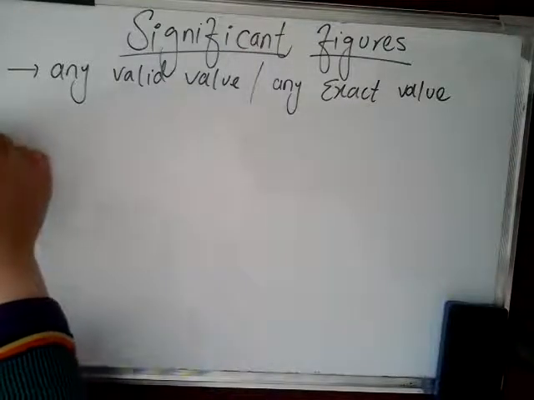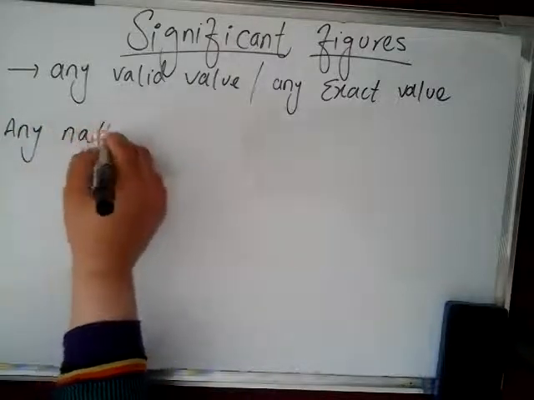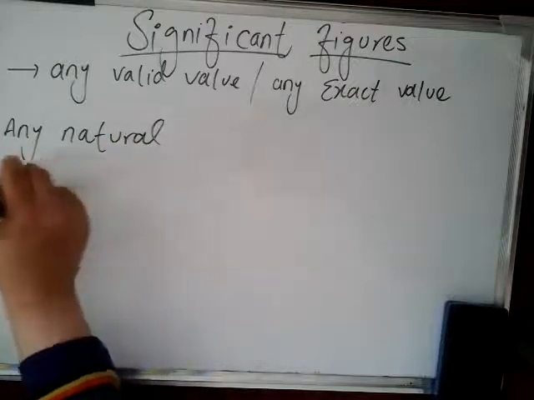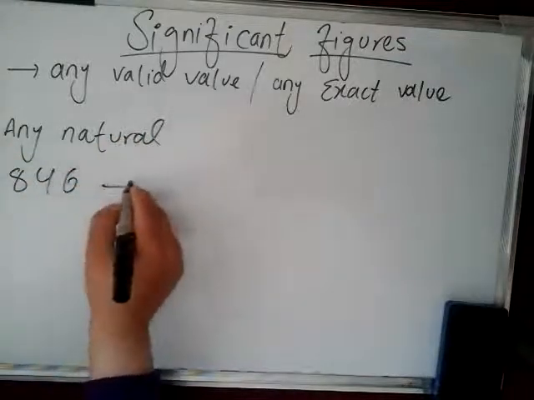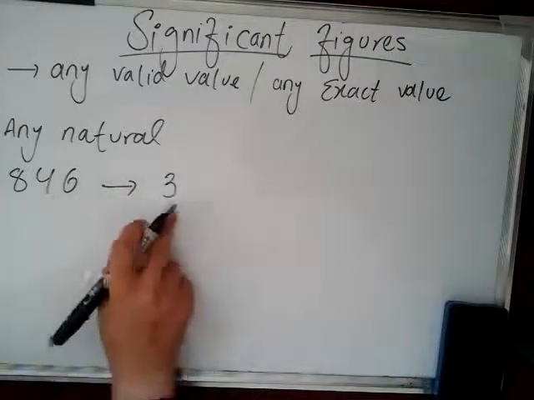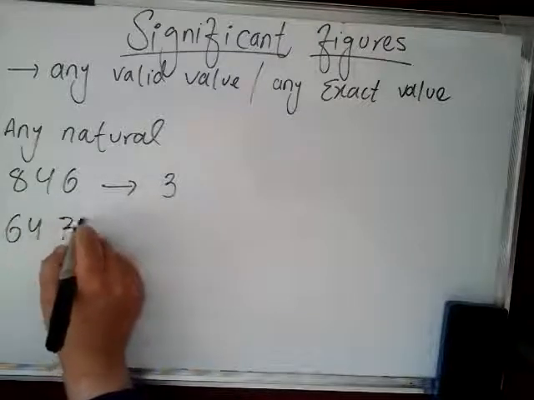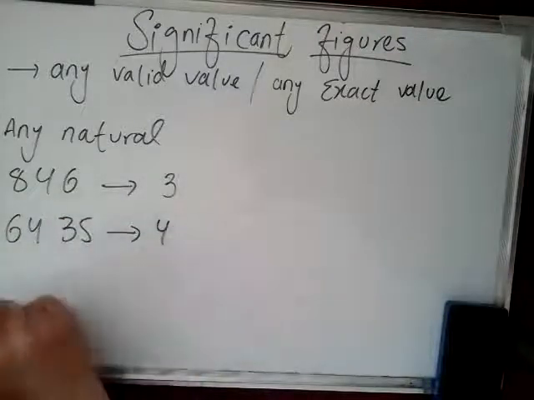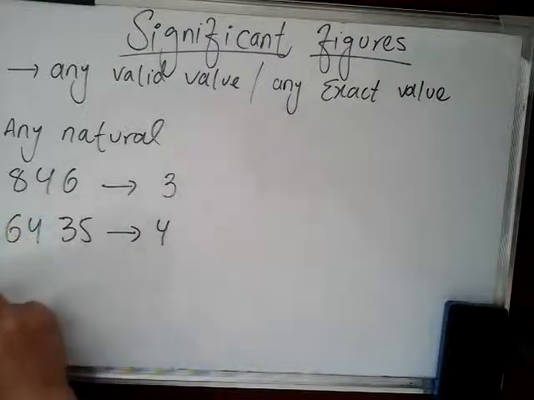The basic rule is that any natural number is called a significant figure. For example, if I say 846, how many significant figures does this number have? 3: 1, 2, 3. If for example 6435, it has 4 significant figures. Is that clear? What if 0 is present?